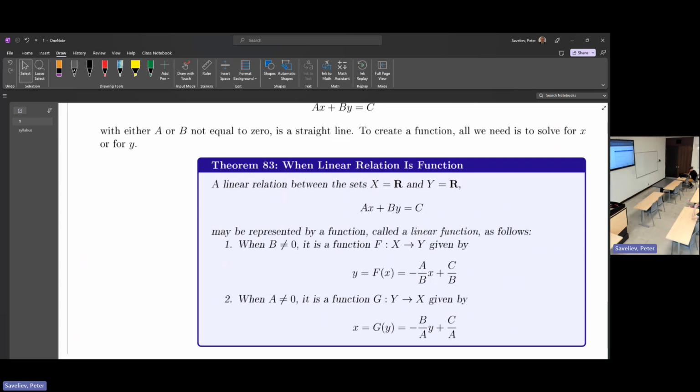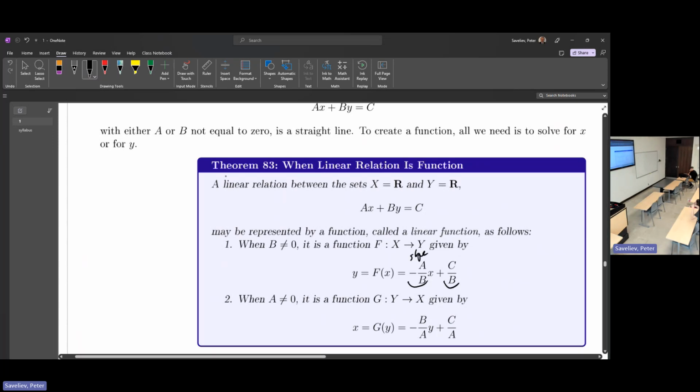Like I said, the point of solving it for the time being is moving backwards to familiar territory. And so linear functions are familiar. So once again, negative a over b is the slope, and c over b is the y-intercept.